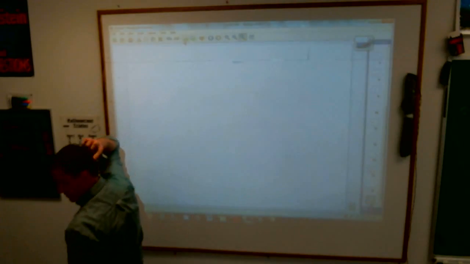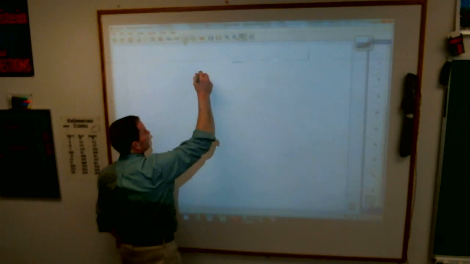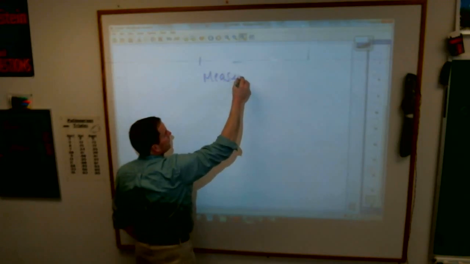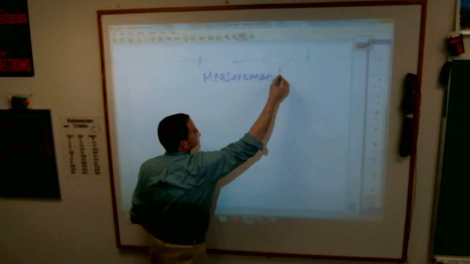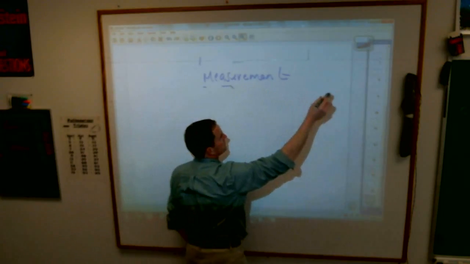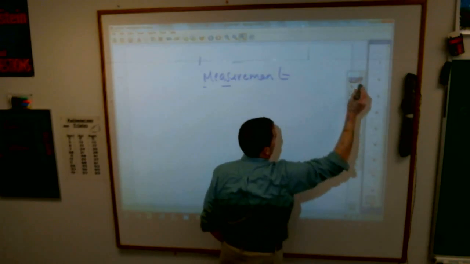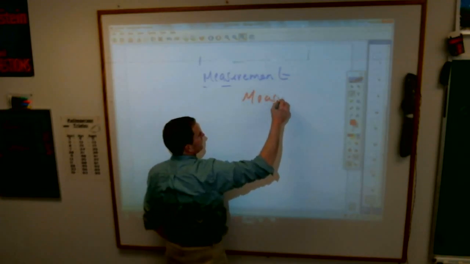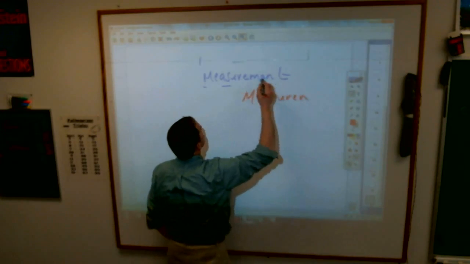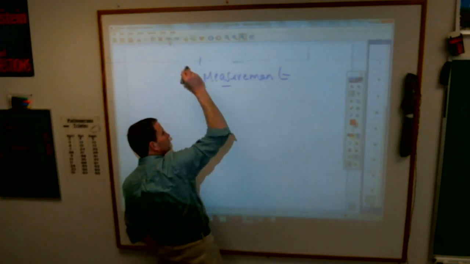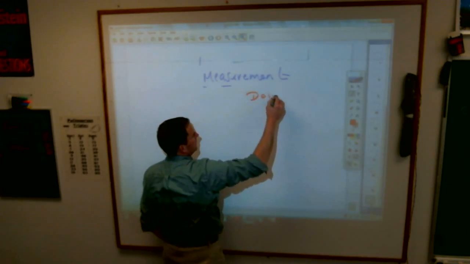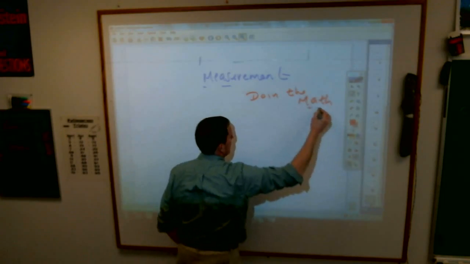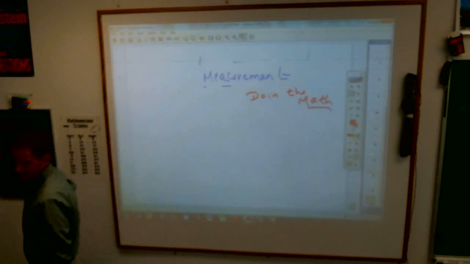On top of this, measurement and arithmetic. Measurement and means basically doing math with measurements. Doing the math. Let's just write that down. Doing the math. Here are some of the examples of what kind of things they ask.